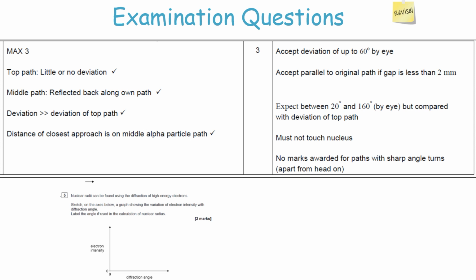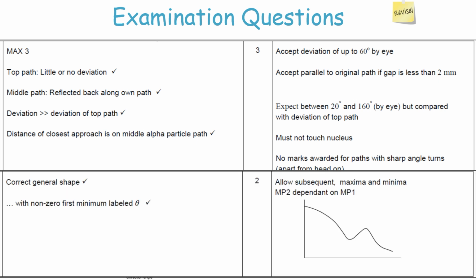Next one, what would it look like? Again, this is a memorization you've got to know. So it looks something similar to this, with the first non-zero minimum dip labeled theta, because that's our first diffraction angle. Again, you've just got to memorize that shape of the graph.